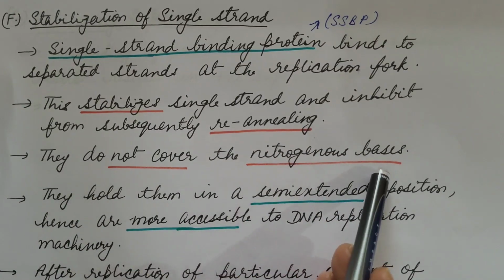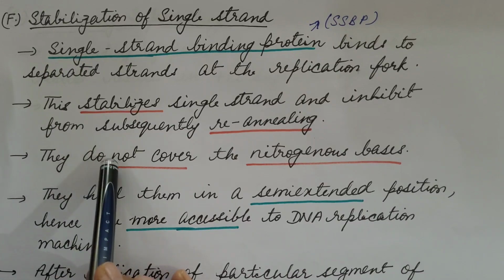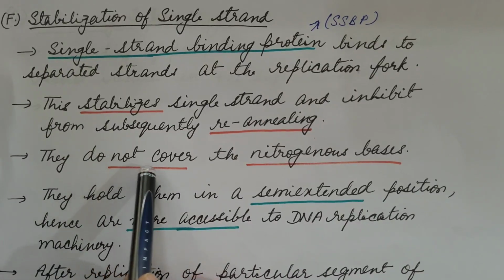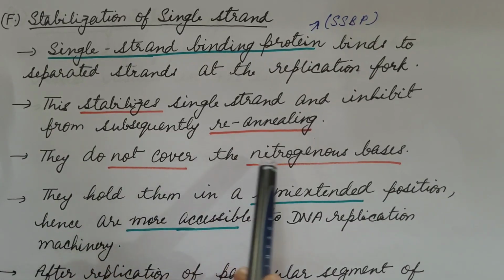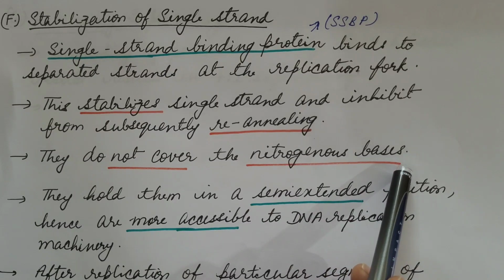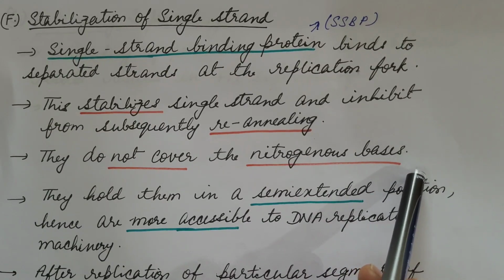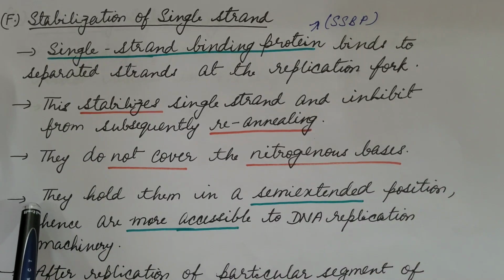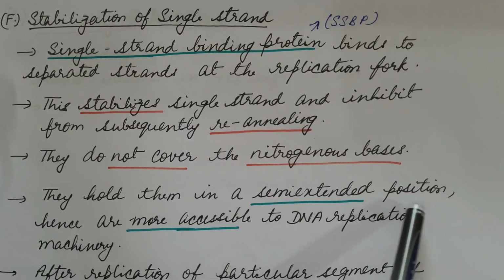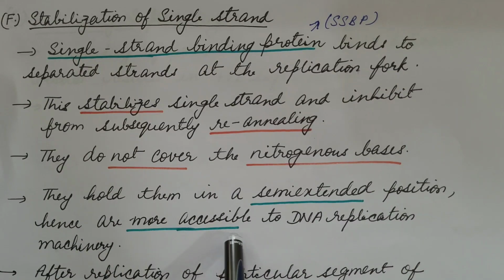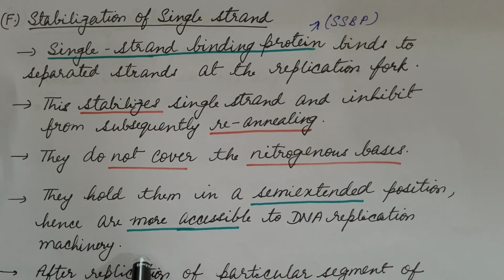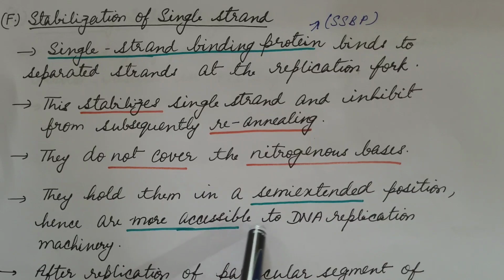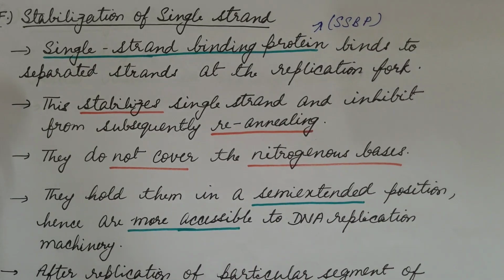They do not cover the nitrogenous bases, as the single strand binding proteins bind in such a way that they do not cover the nitrogenous bases. So these are easily available for the synthesis of the complementary strand. They hold them in a semi-extended position, hence they are more accessible to the DNA replication machinery. That is, they are easily available to the DNA replication machinery.